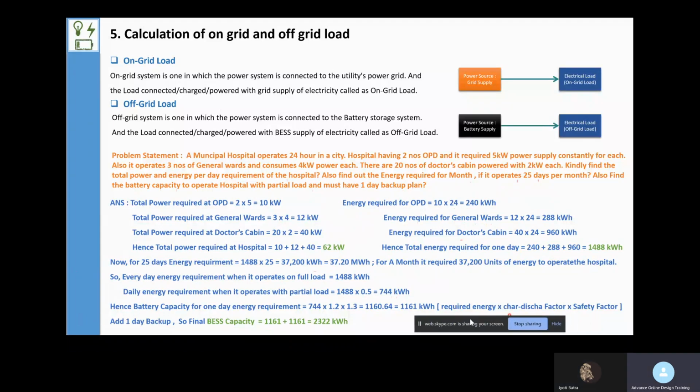Now, how to find the battery capacity? Hence, the battery capacity for one day is equal to... should I say my energy requirement is equal to battery capacity, 744? Actually not. 744 is the hospital's requirement to operate, so at least that much must be available. It is the requirement to fulfill. You also have to store it, so you need to multiply. You have to store for one day.